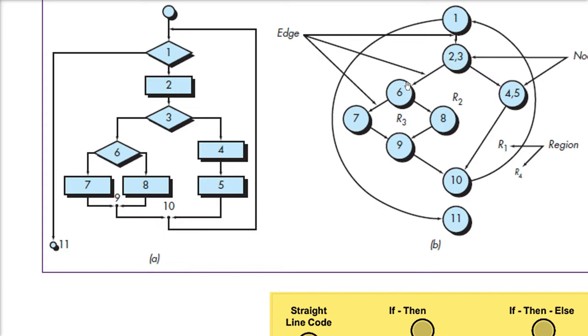6 is taking you, again, 6 is a conditional statement. So it is taking you to 7 and 8. So we'll make a node for 6, we'll make a node for 7, we'll make a node for 8. Okay, so we'll make a node.